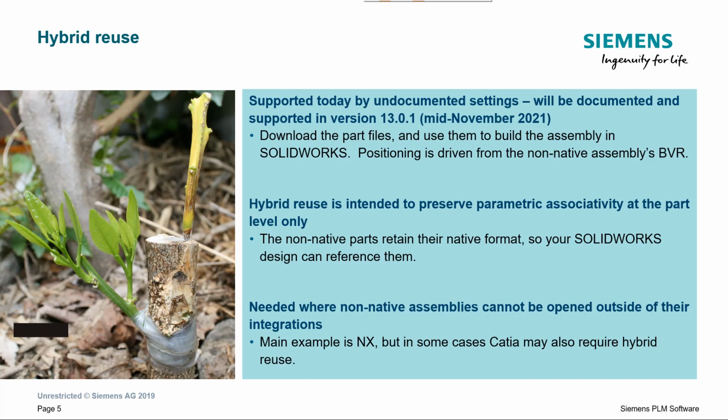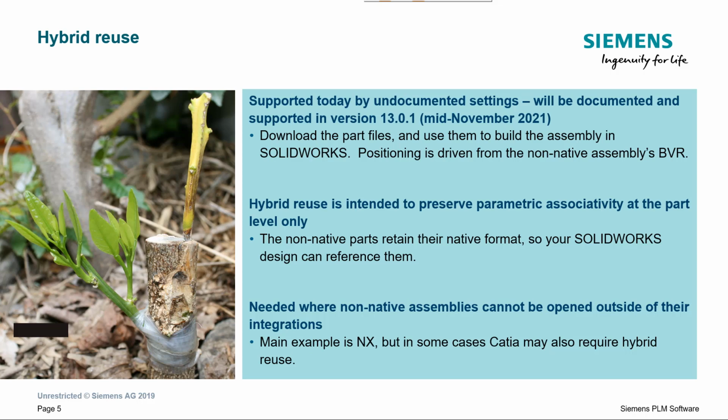The third and final reuse category is hybrid. It is not yet supported by the Teamcenter SolidWorks integration, but can be evaluated by adding undocumented settings, which will be explained here. It's based on the long-standing technique used by other integrations for JT-based assembly reuse, which is to download the part JT files, then build the non-native assemblies on the fly, as the JTs are being imported into SolidWorks.